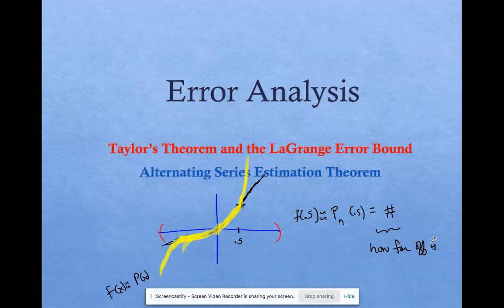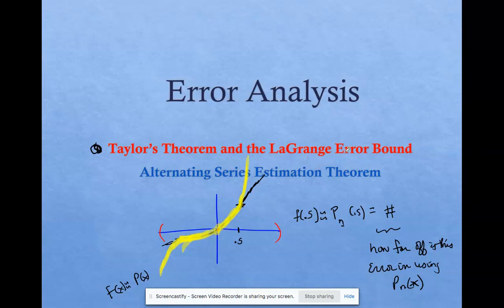How far off is this? What is the error in using p sub n of x to approximate? We have 2 error bounds. Oftentimes finding the exact error is not really doable. But if I can say, well, your max error in using the polynomial will be 0.005, that's pretty good, right? That's the maximum. I'm not saying your error will be 0.005, but what if the most it can be is 0.005? That's nice to know.